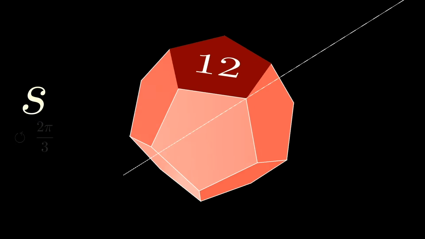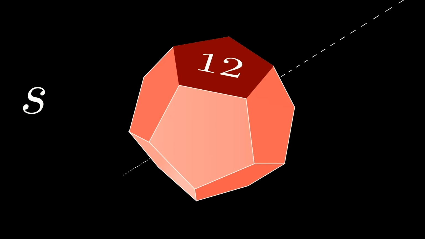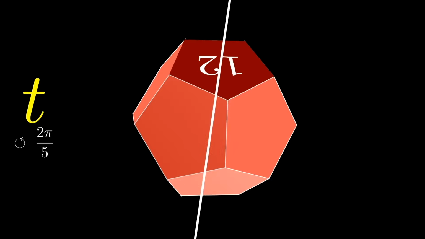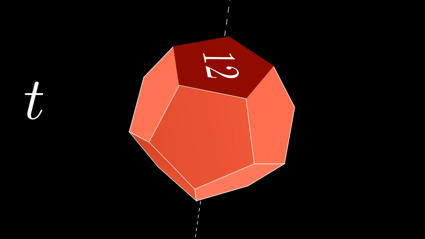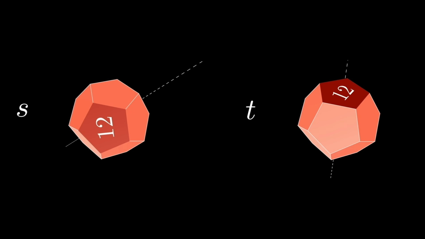Well, consider rotating around a vertex by 1/3 of a full revolution. We'll call this element S. We could also rotate about a face by 1/5 of a full revolution. We'll call this element T. These two elements, S and T, are enough to generate the entire dodecahedral group. Any of the 60 orientations of the dodecahedron can be reached by applying some sequence of rotations, S and T.